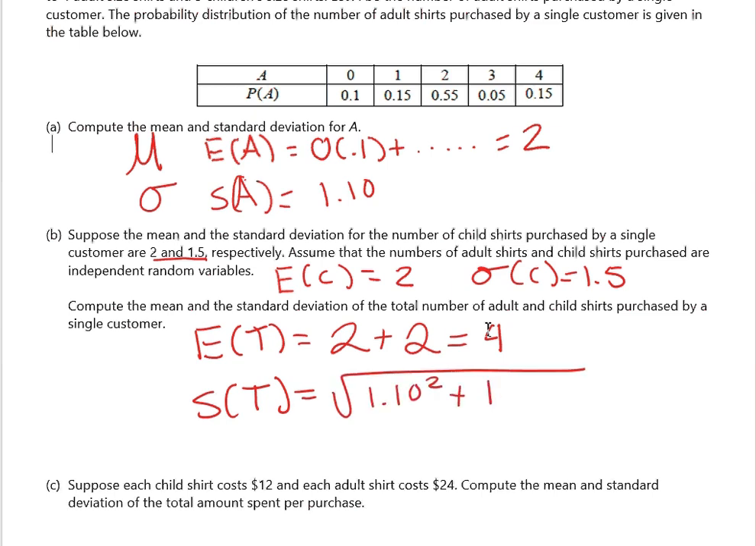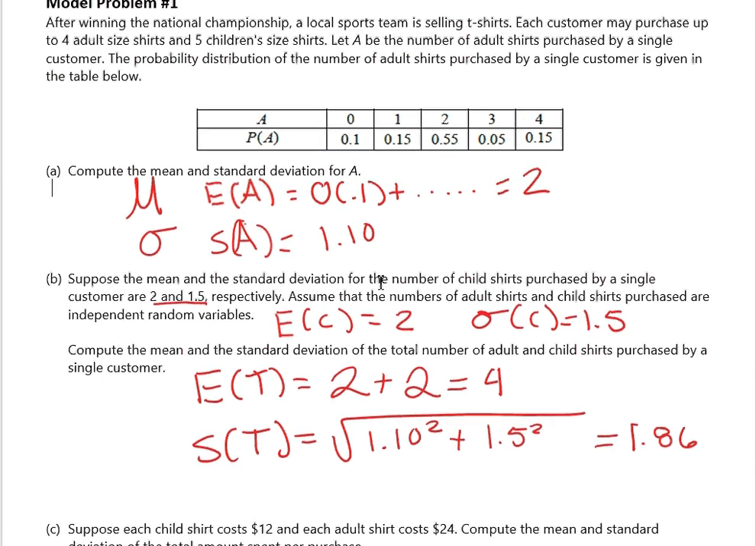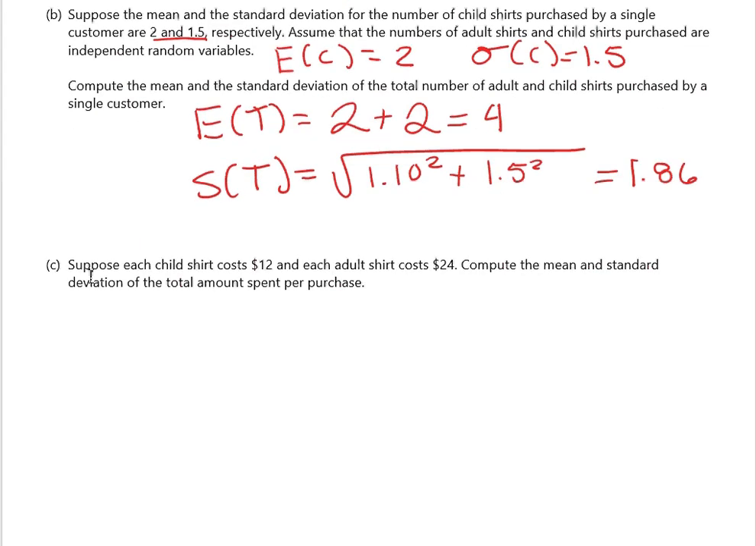Now, that would be fine and dandy, but ultimately you're probably selling shirts to make money, so we're going to figure out how much money we can make. Suppose each child's shirt costs $12 and each adult shirt costs $24. We want to compute the standard deviation of the total amount spent per purchase. So if we're calculating the expected value of the amount spent, we're going to do $24 times the 2 expected shirts for the adults plus $12 times the 2 expected shirts for the children. And when I calculate that, it's $72.